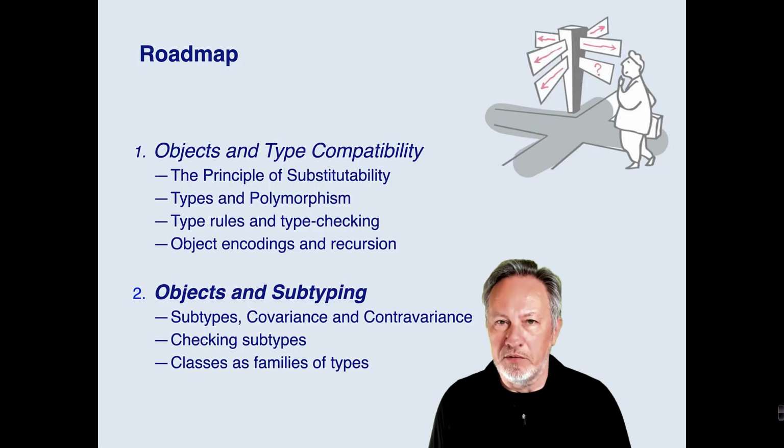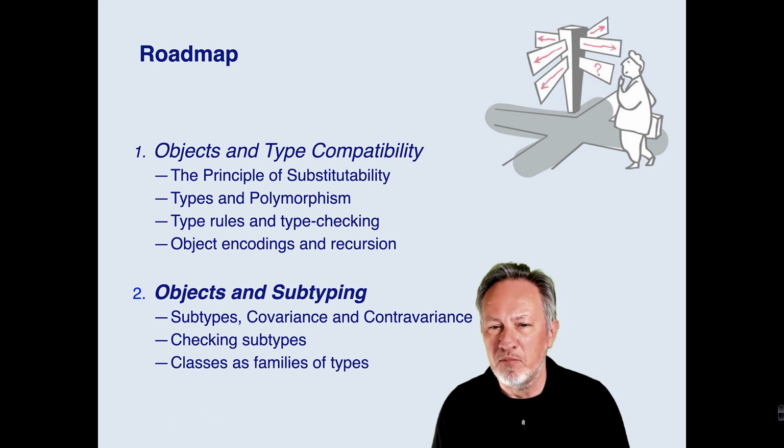Now we go into the second part, now that we have some understanding of what compatibility is, how we can reason about it, how we can talk about types and type rules, and a bit of an understanding of how we might understand what objects are. Let's now look at the relationship between objects and subtyping, and in particular subclassing.